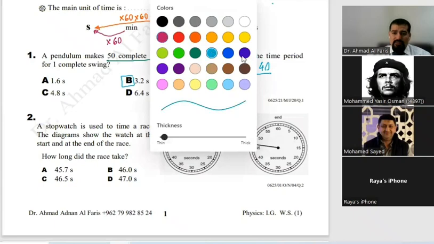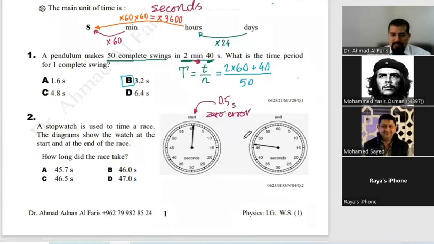So if we look here at the time, as you can see, it's 46.5, and it didn't start from 0. So I want to find the whole time, the time difference. So delta T, the change in the time, the difference in the time, is 46.5 minus the zero error, which is 0.5 seconds. So the answer will be how much? 46 what? Seconds. Yes, thank you, Yara, thank you, Muhammad, thank you, Rania.